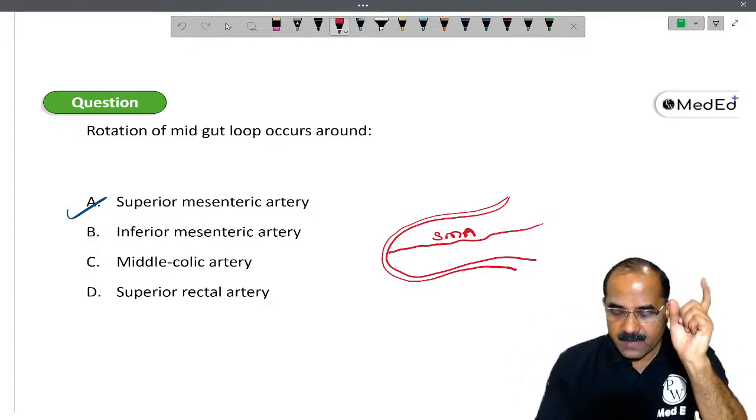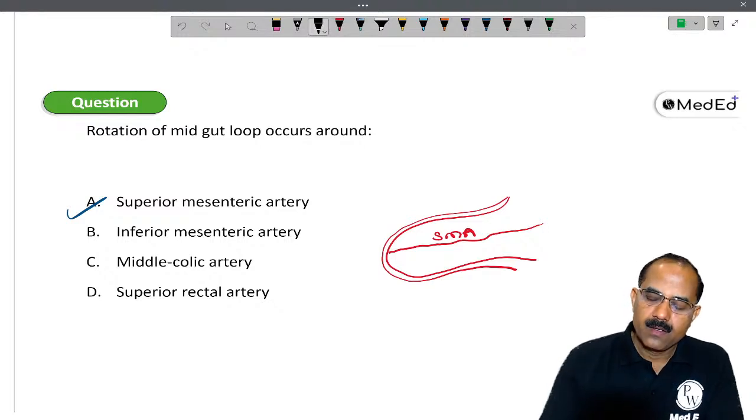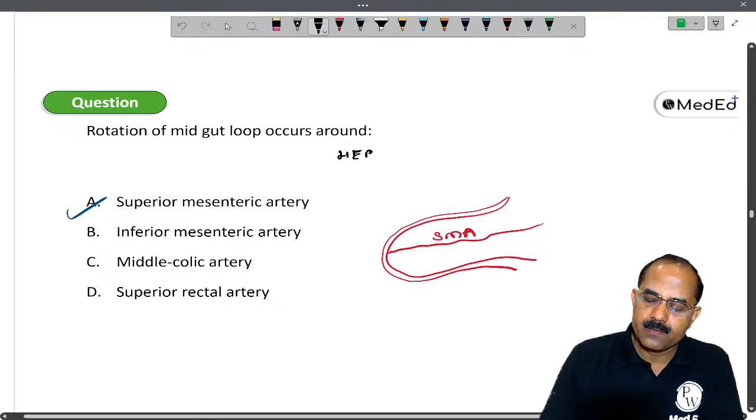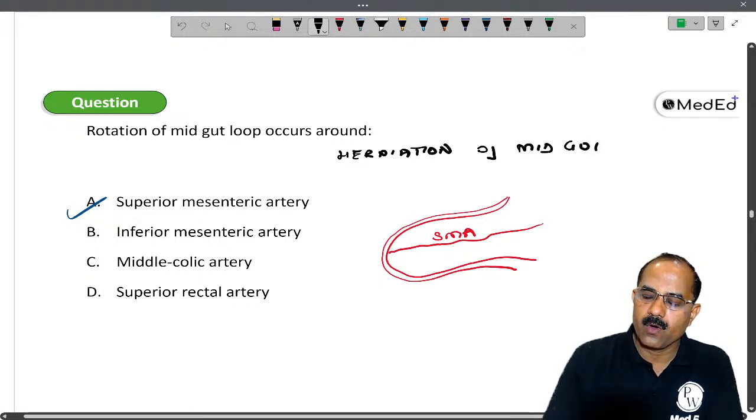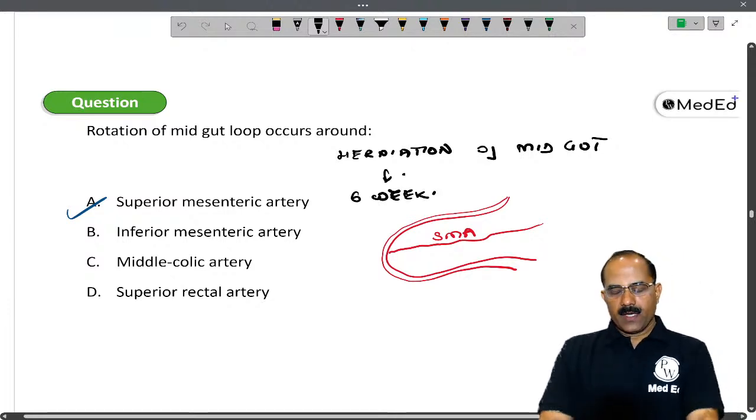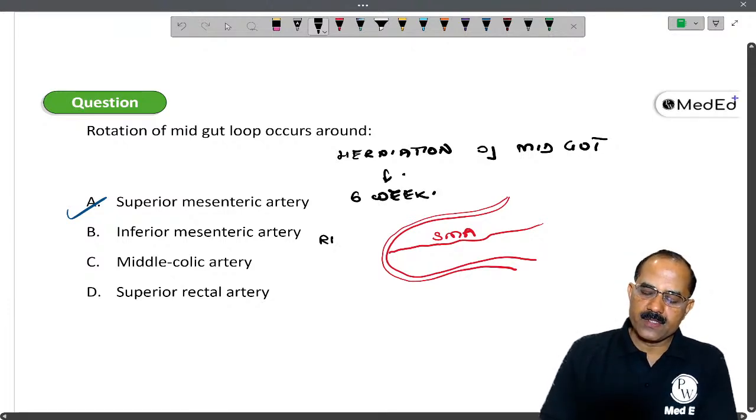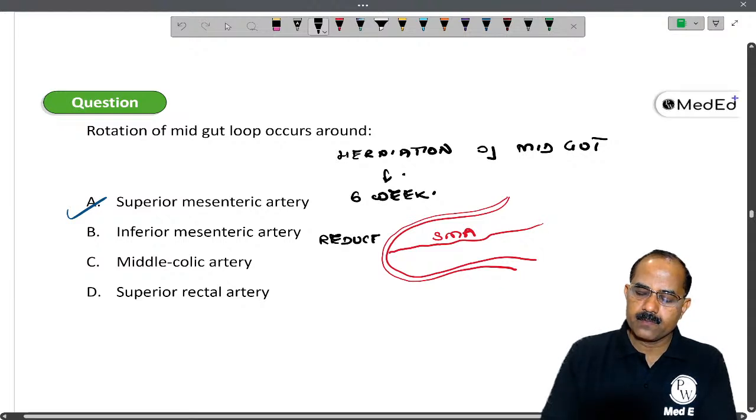6 weeks. That's an MCQ. हाँ, ये याद रखना. Herniation of midgut occurs at 6 weeks, and reduces by 10 weeks.